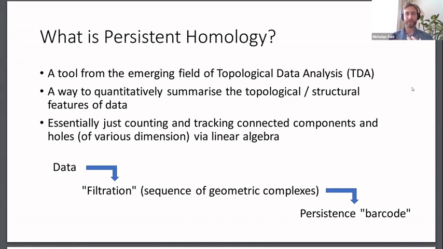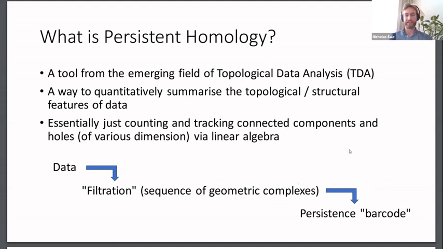But effectively, what we end up doing is applying some algebraic topology tools to track things like connected components and holes in our data, basically by doing some linear algebra. So the general pipeline looks something like this. We take some data of some format, then we construct what's known as a filtration, which is a sequence of geometric complexes, which in some way capture the essential features of our data. And then we turn that into a persistence barcode, which tracks these connected components and holes through this sequence.